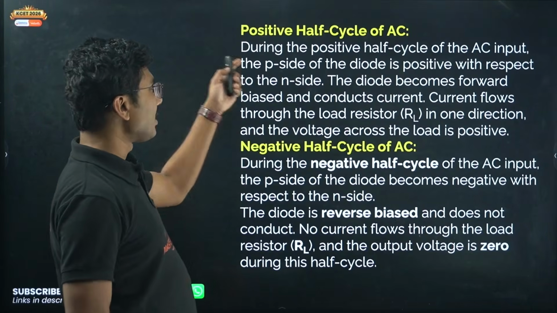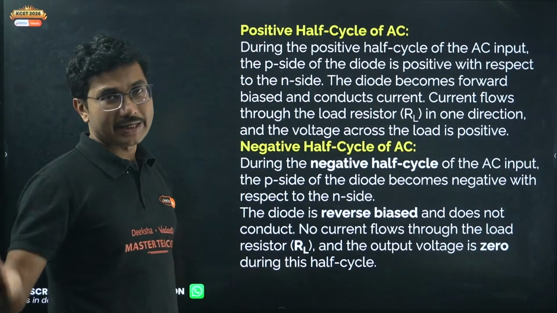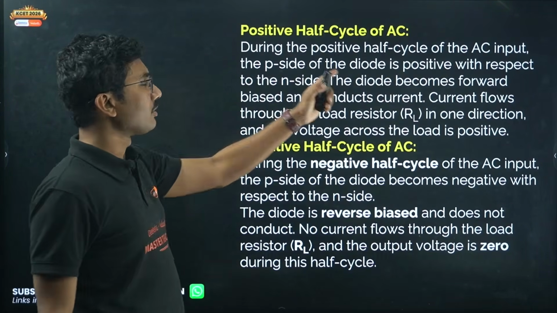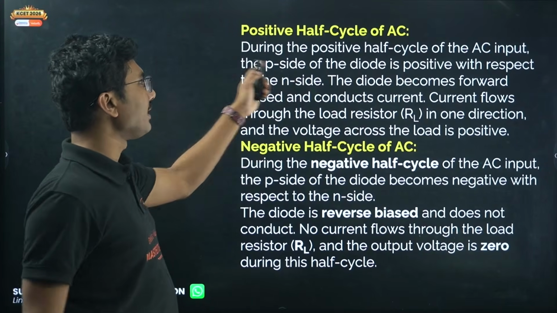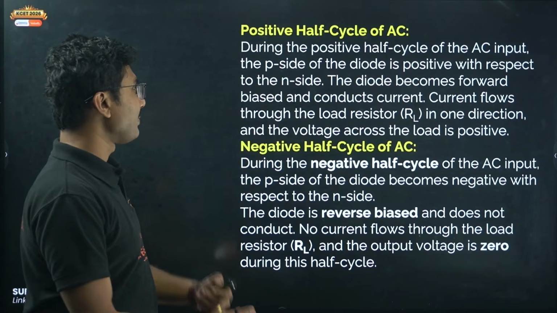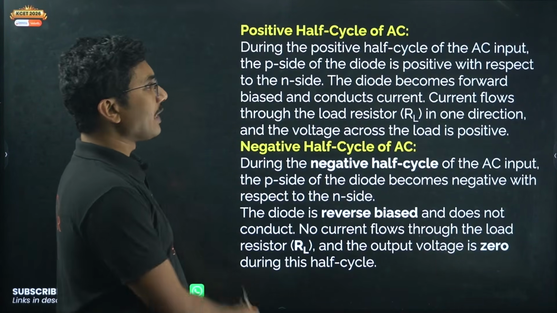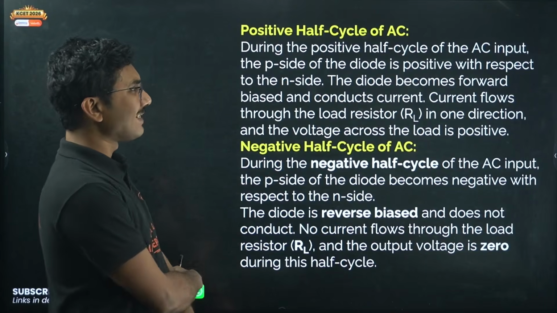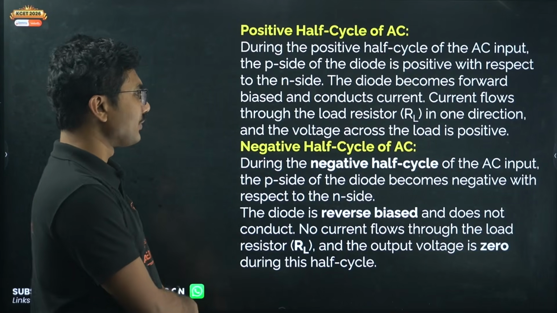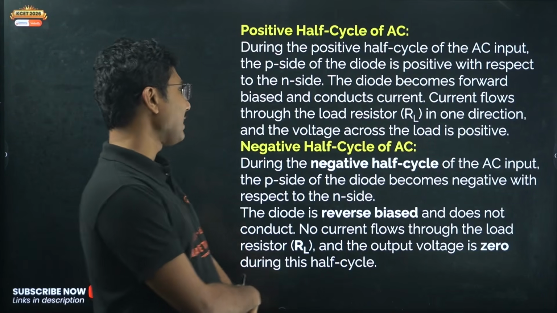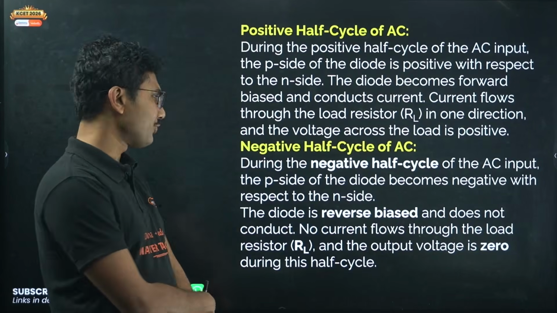Now, the positive half cycle of the AC. Again, positive and negative both you have to mention. During the positive half cycle of the AC input, the P side of the diode is positive with respect to the N side, so the diode becomes forward biased and conducts current. Current flows through the load resistor RL in one direction and the voltage across the load is positive.